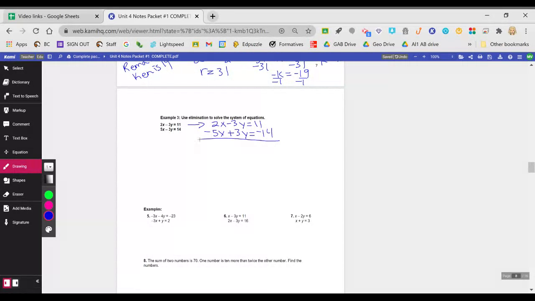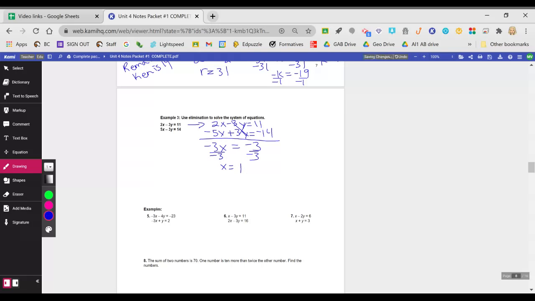Now I go through and I combine my like terms. 2x minus 5x is negative 3x. Negative 3y and 3y, those equal 0. 11 and negative 14 is negative 3. Divide by negative 3. X equals 1.